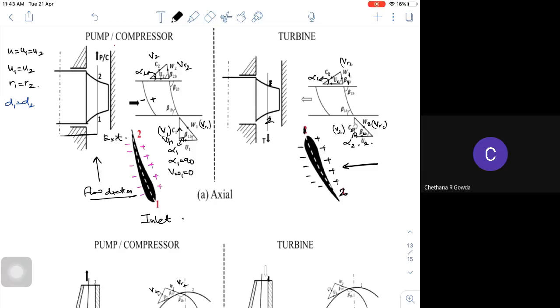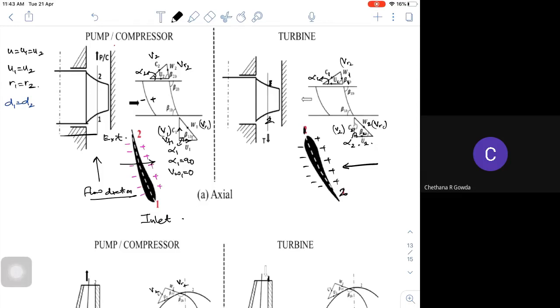The pressure is increasing in this direction, fluid flowing. So the pressure is increasing in this direction. So what is the corresponding U? U should be in this direction. It is rotating in that direction. Your fluid is going in that particular direction, and it has to rotate in that particular direction. It has to rotate in that direction.